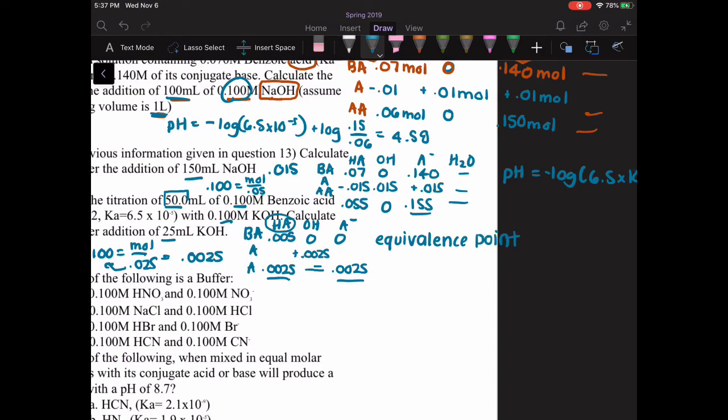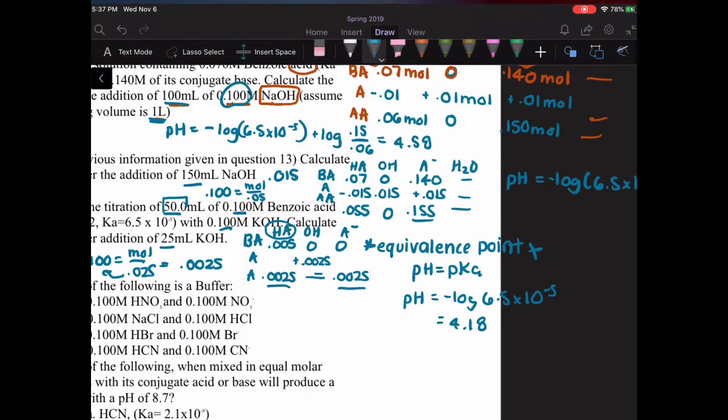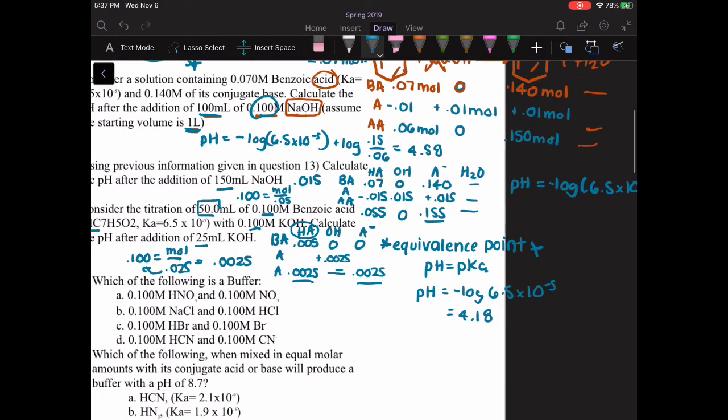Concentration of the acid and the base are equal. And at this point, pH will be equal to pKa, meaning my pH will equal negative log of 6.5 times 10 to the negative 5, which I think was like 4.18. So if you see that after addition they're equal, then the pH is equal to pKa.